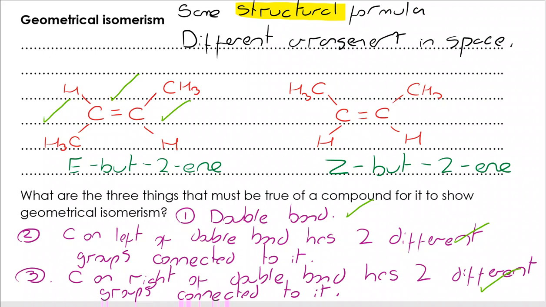Absolutely, it's a tick. The carbon on the left has an H and a CH3. The carbon on the right has an H and a CH3. That's 3 ticks, and that tells me that but-2-ene exhibits geometrical isomerism.